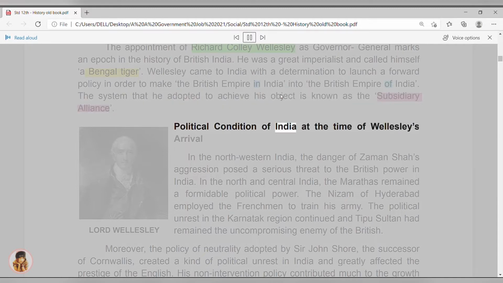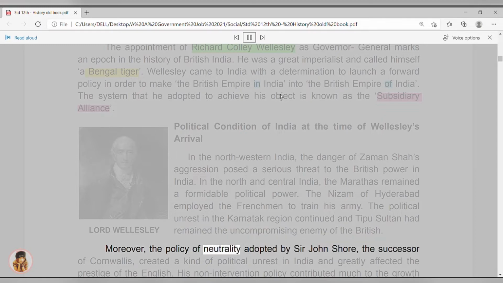Political condition of India at the time of Wellesley's arrival. In northwestern India, the danger of Zaman Shah's aggression posed a serious threat to the British power in India. In north and central India, the Marathas remained a formidable political power. The Nizam of Hyderabad employed the Frenchmen to train his army. The political unrest in the Karnataka region continued, and Tipu Sultan had remained the uncompromising enemy of the British.